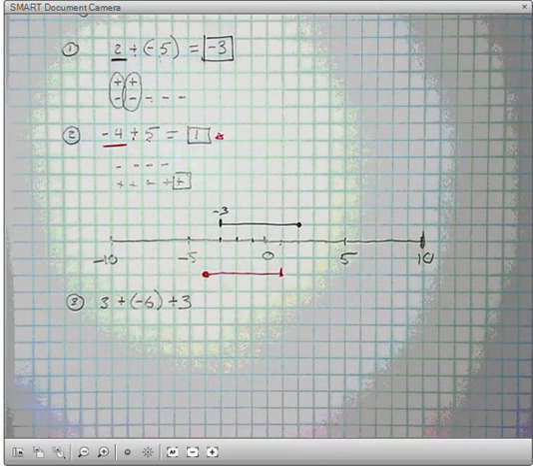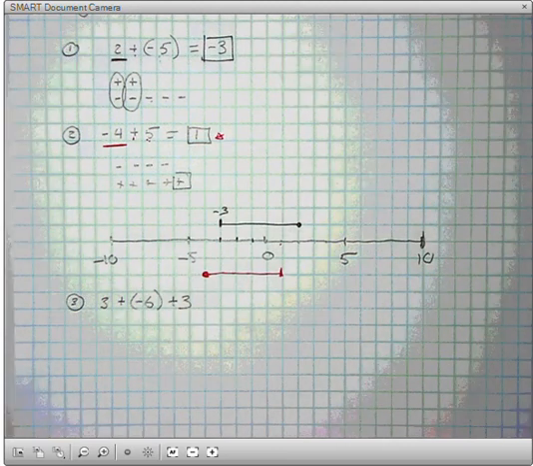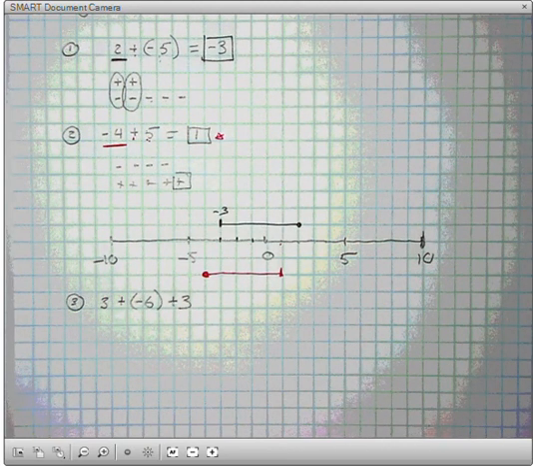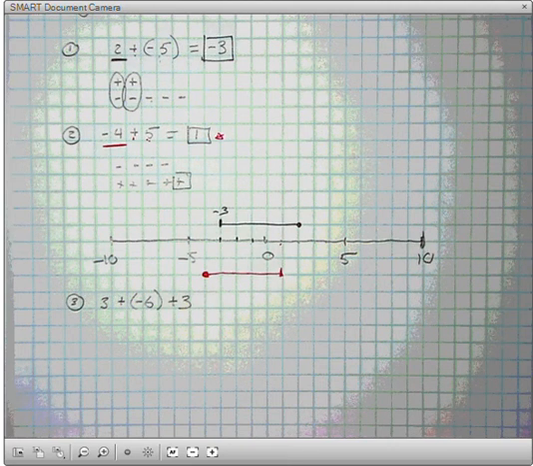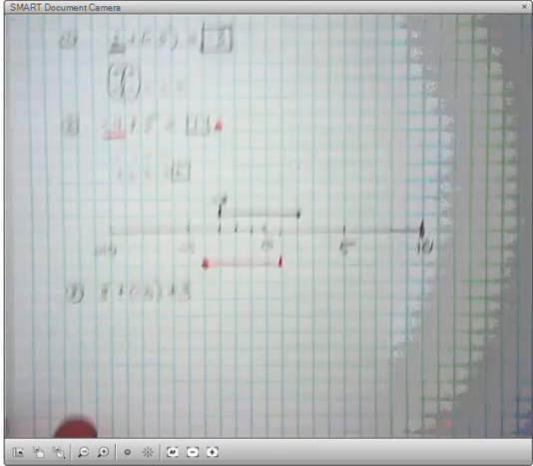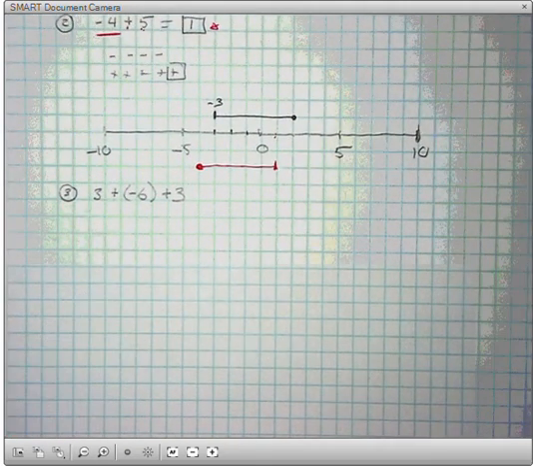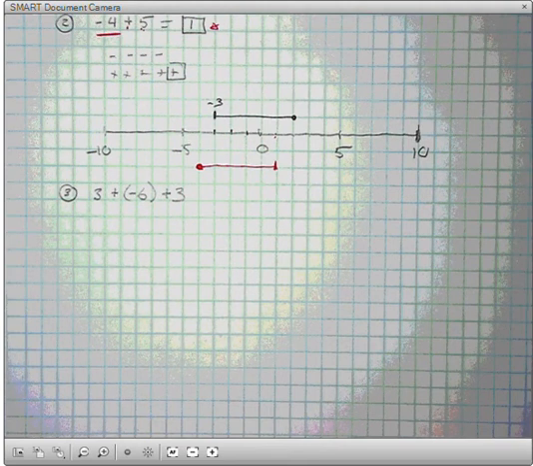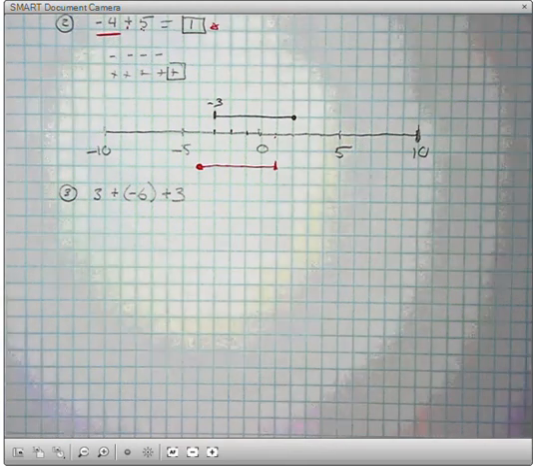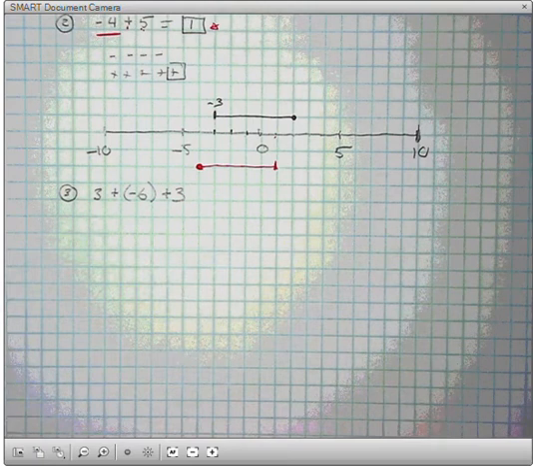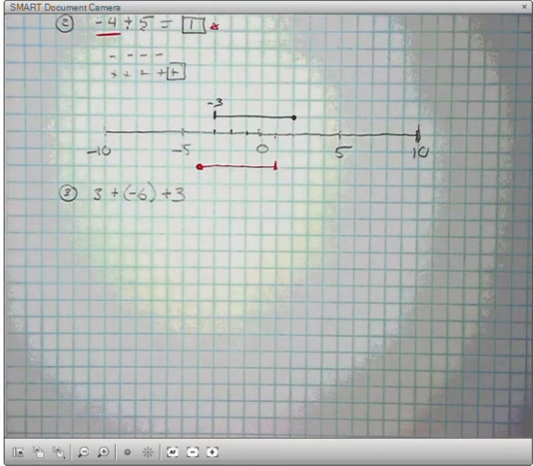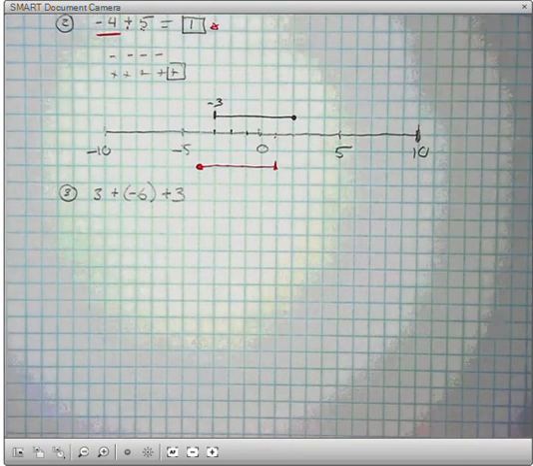Represent that using tiles on your paper. Anybody want to come up and model it on our screen? Julian, come model that on our screen. Let's see if you guys can have the same thing up there as Julian. So the red ones are negative and the yellow ones are positive.